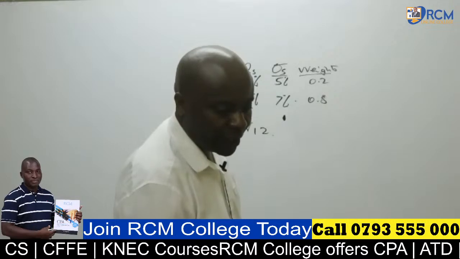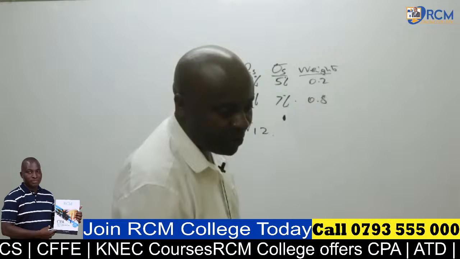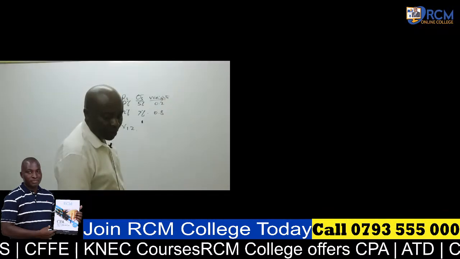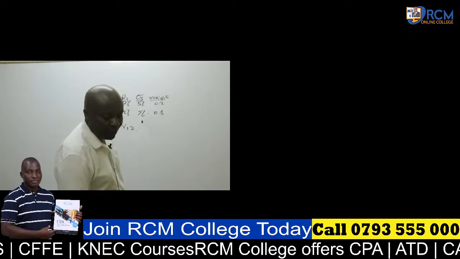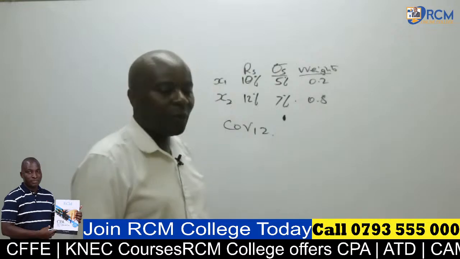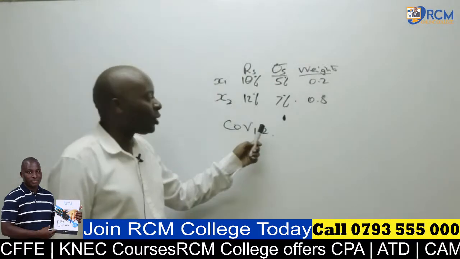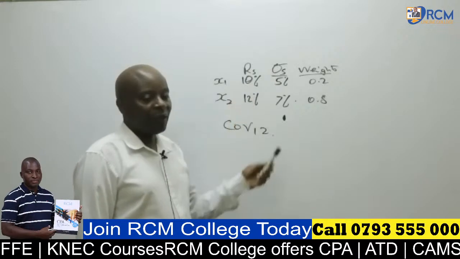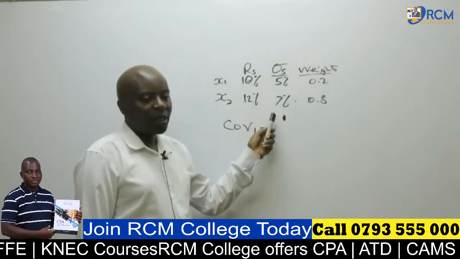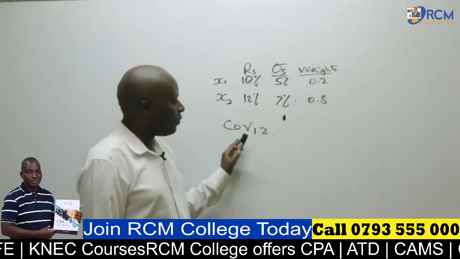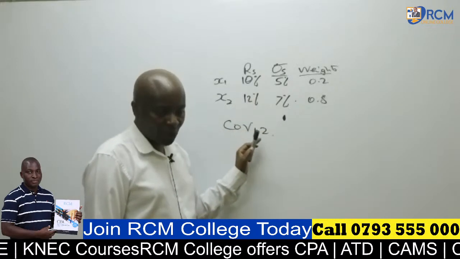Where they have given us something very easy. The problem with us students here is that whenever it comes to revision, most of us revise very technical things, and then we leave out something that is quite useful like this. They have given us here returns, 10, 12. They have given us the standard deviations. They have given us the weights. And then they have given us the covariance between 1 and 2.